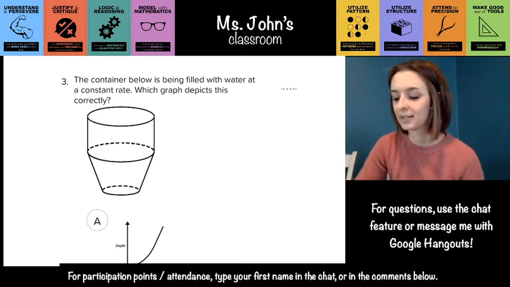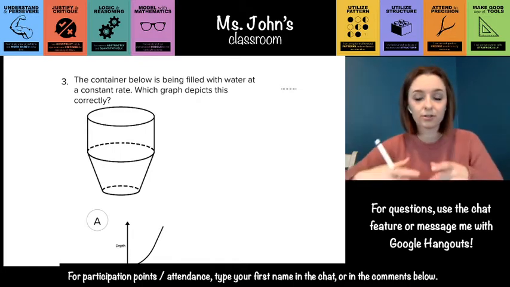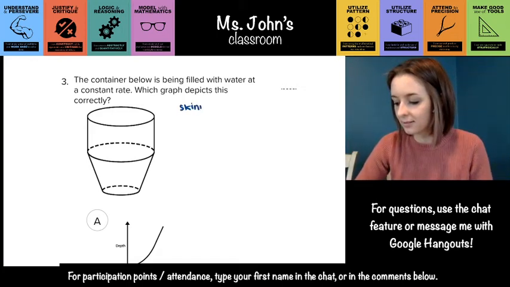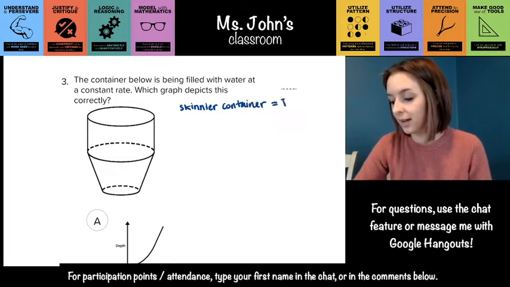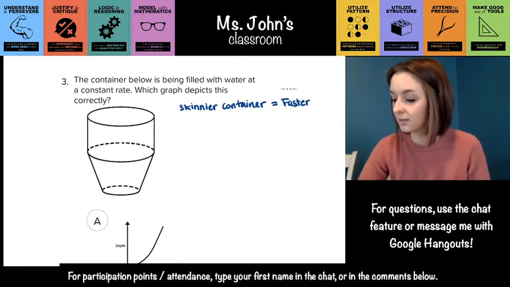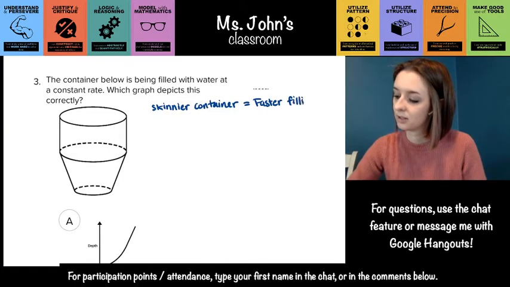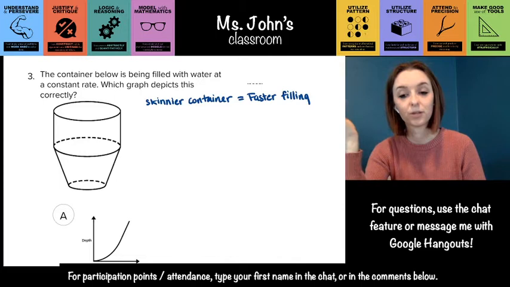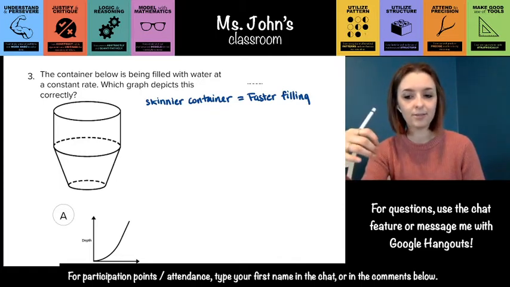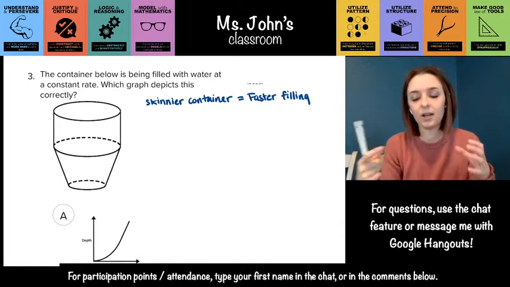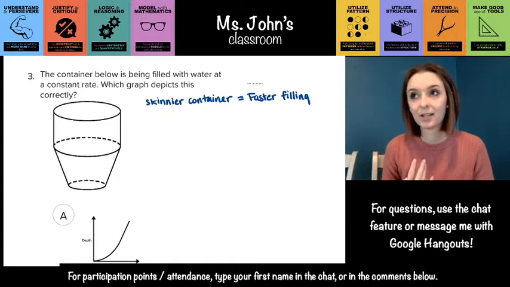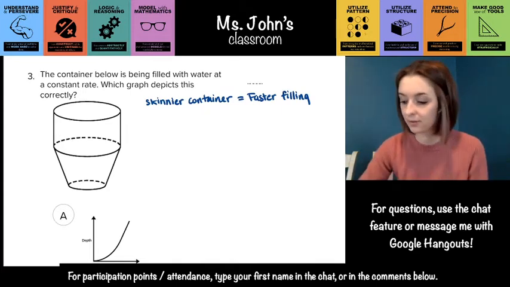The first thing that's important is that a smaller circumference, like a skinnier container, I'm just going to write skinnier container equals faster filling. The reason it fills faster is because it's not going to hold as much water. So if the water is coming at a constant rate, a skinnier container will fill faster than a broad container. So a faster filling on a graph will be a steeper slope.